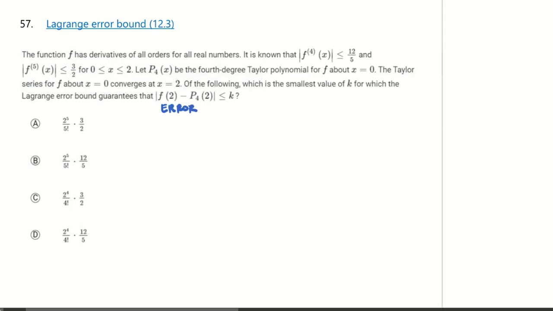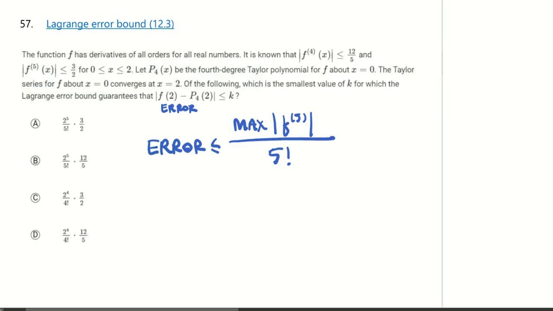But we know that the Lagrange error bound says that error, if we used a fourth-degree polynomial, is going to be less than or equal to the maximum of the absolute value of f's fifth derivative divided by 5 factorial multiplied by the absolute value of the difference between the approximation x value that we plugged in, 2, to approximate f of 2, minus the centering value, it's about x equals 0, to the fifth power. So the maximum value of f's fifth is 3/2. So it's 3/2 times 1 over 5 factorial times 2 to the fifth.